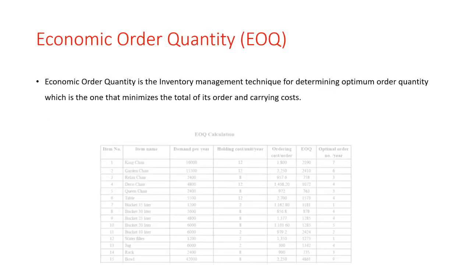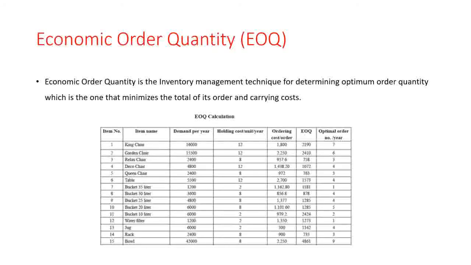So next is the economic order quantity, the inventory management technique for determining the optimum order quantity, which is the one that minimizes the total of its order and carrying cost. In the given table, we are calculating the EOQ. The economic order quantity and the number of orders purchased per year for various components are calculated. There are different item numbers and item names, king chair, garden chair and so on.